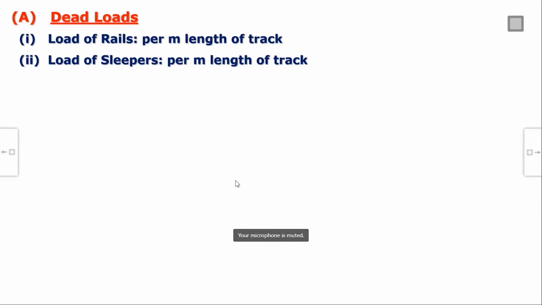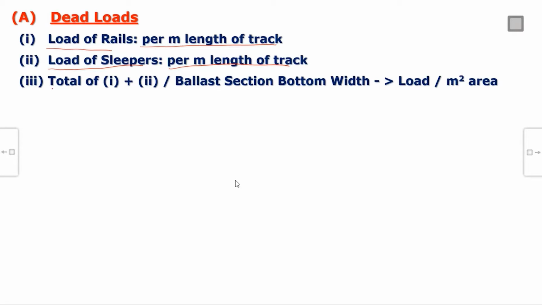So let us say now, first you can take load of rails per meter length of track, that is across your plane of projection or calculation per meter length. 2 rails, whatever is their weight, we can take that. Then we can take load of sleepers per meter length. Depending on sleeper spacing, you divide it by spacing. So whatever is weight of sleeper, you can convert into per meter length. And if you add this 1 and 2, so basically this is your rail.